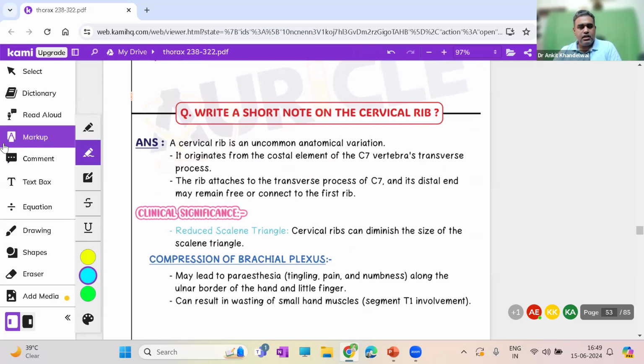The cervical rib is nothing but a pathology, though it is present in 0.5 to 1% of people. Okay. Cervical rib is an uncommon anatomical variation. It originates from where? It originates from the costal element of C7.